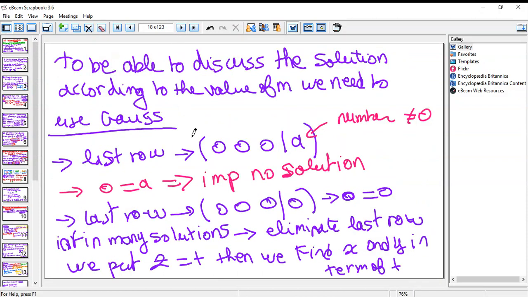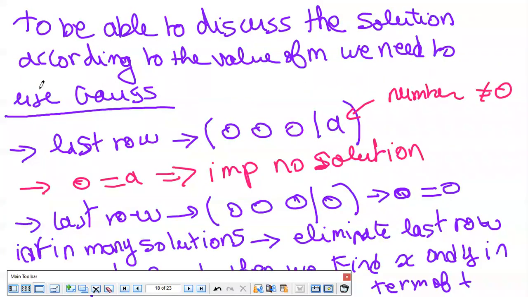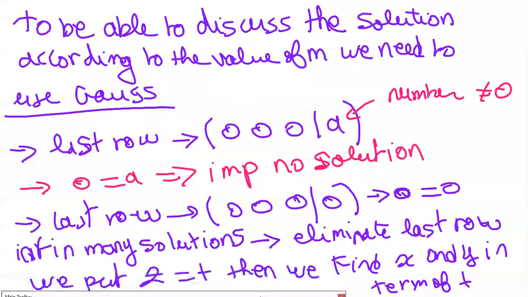To be able to discuss the solution according to the value of m, we need to use the Gauss method. You cannot discuss it properly otherwise. Sure, you can solve it normally, but the best way is to use the Gauss method. How are we gonna use it? All the time we will look at the last row, and we need to make the first two values of the last row zeros.